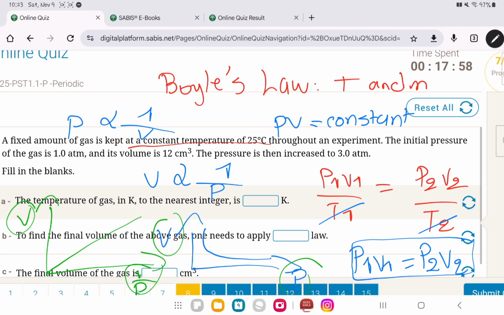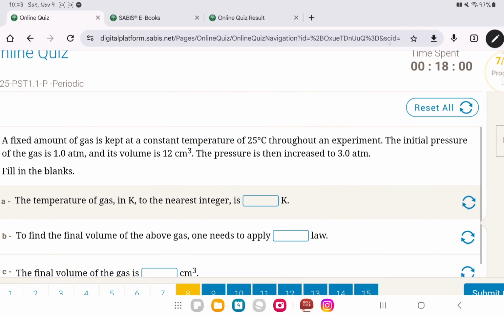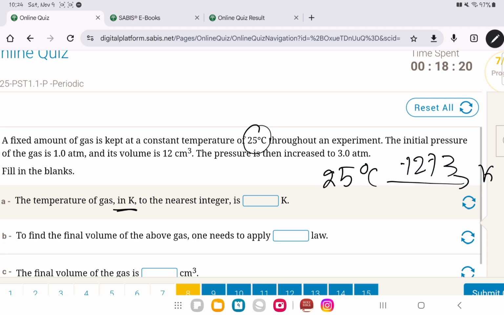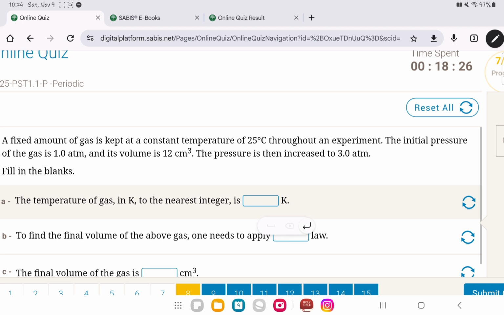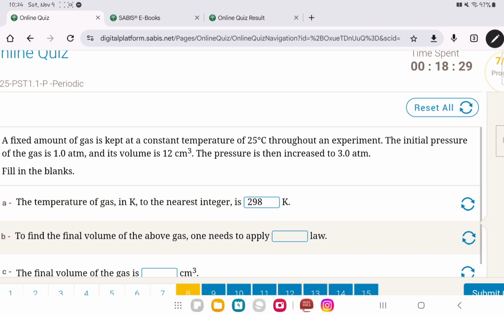So now, they need the temperature of the gas in Kelvin to the nearest integer. So here we have 25 degrees Celsius. To change it into Kelvin, you are gonna add 273. So 25 plus 273, this is 298 Kelvin. So in Kelvin, the temperature is 298.